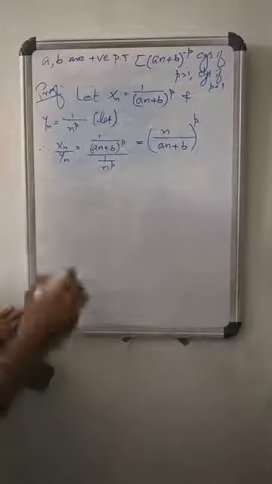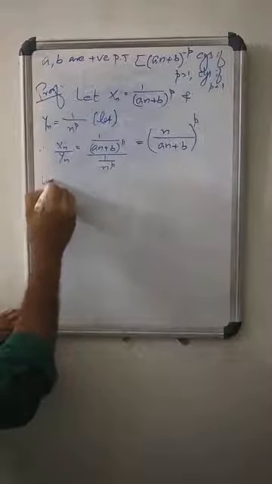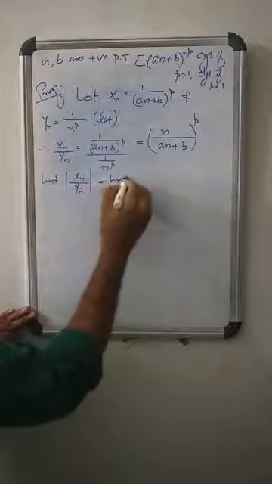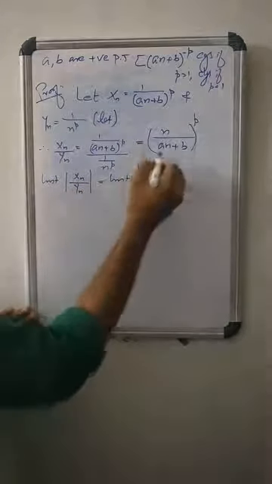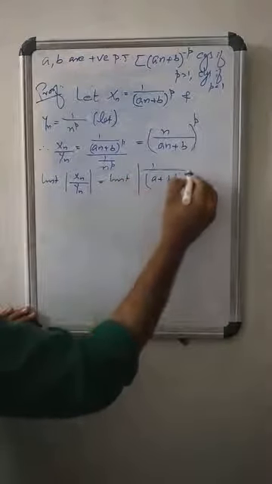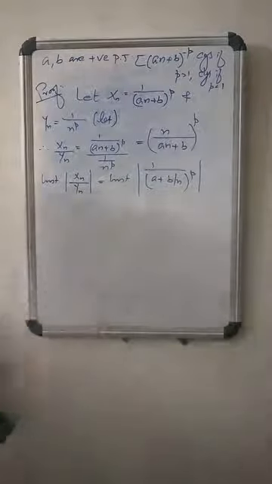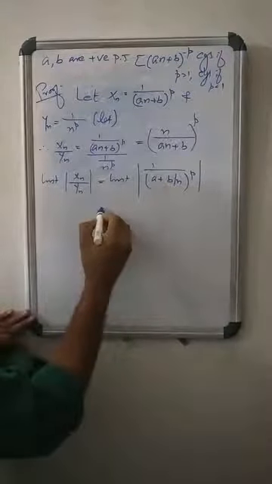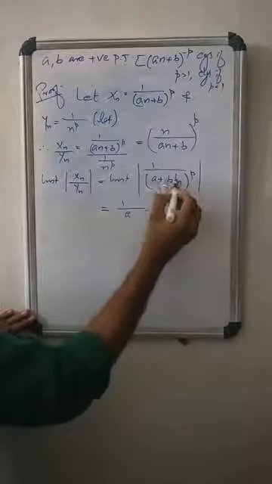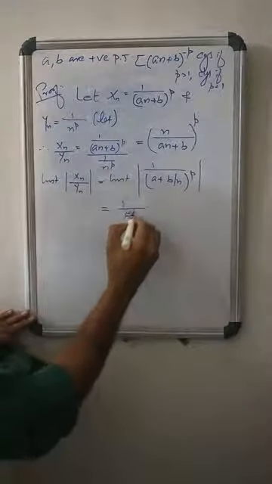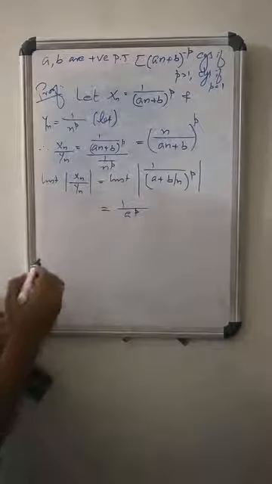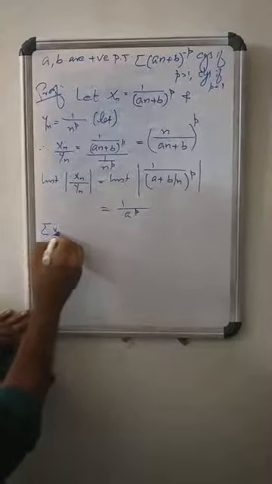Therefore limit modulus of xn by yn equals limit, what do I get? You can cancel this n and n: 1 by (a plus b by n) all power p. So you can apply the limit: limit 1 by (a plus b by n). What is the limit of b by n? 0. So 1 by a power p. Agree?